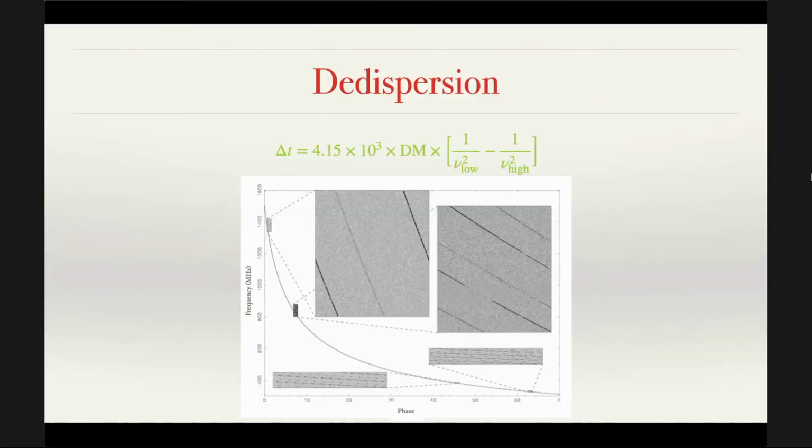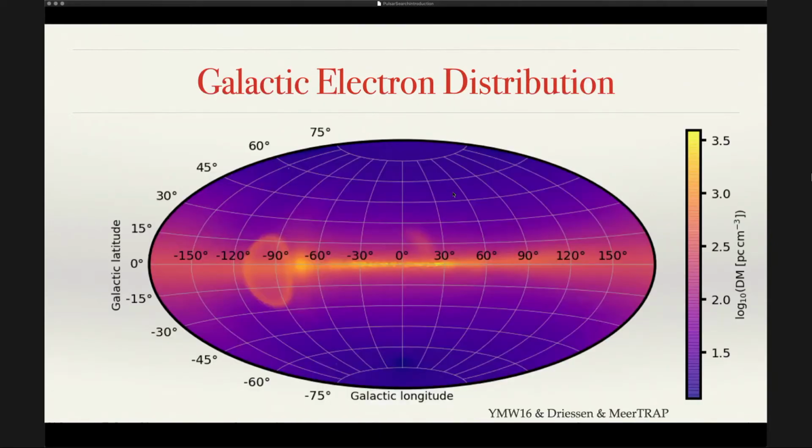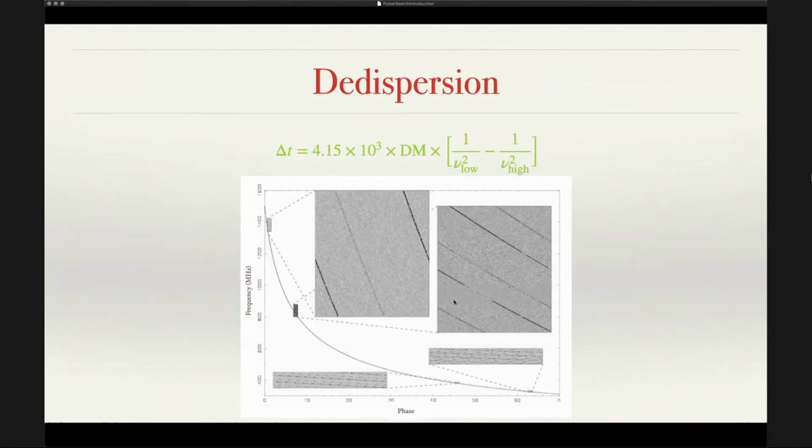Here is the de-dispersion that you learned about earlier as well. And you can see here the time delay is proportional to the dispersion measure times 1 over the frequency squared. And then you can see these slopes that we need to correct for, depending on the frequency that we're observing with.